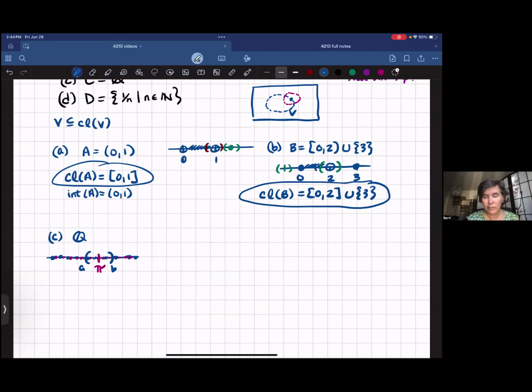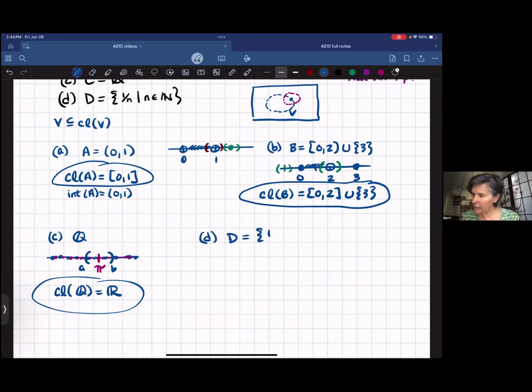Now, was pi special for some reason? No, for every irrational number, I could have made this same argument. So the closure of Q is all real numbers. Okay? And then one more.